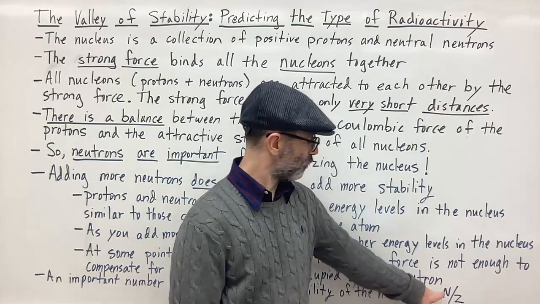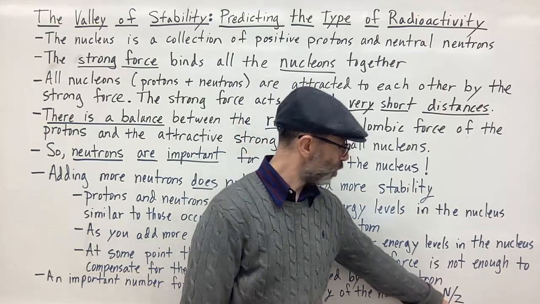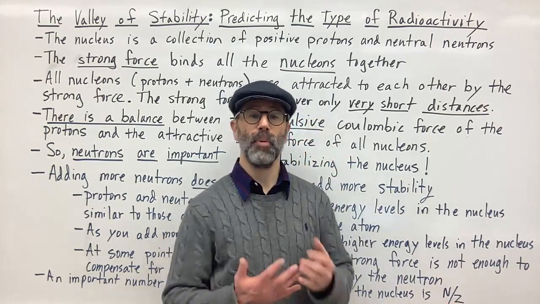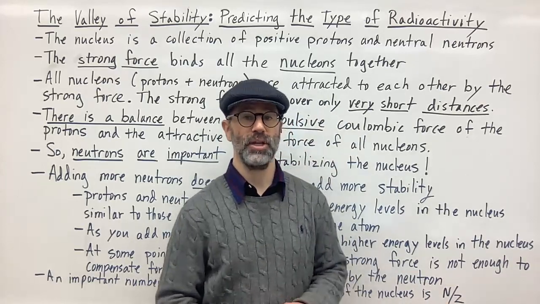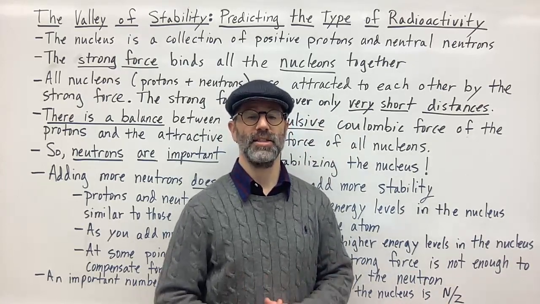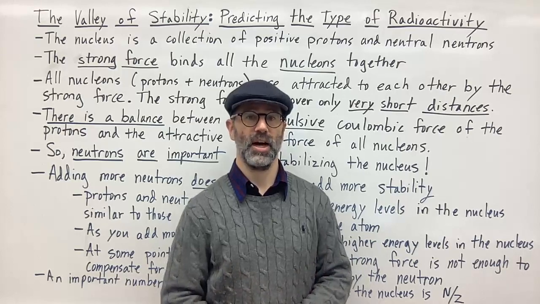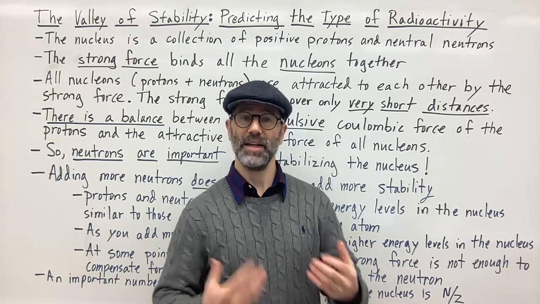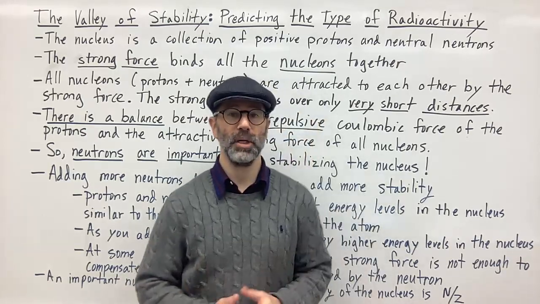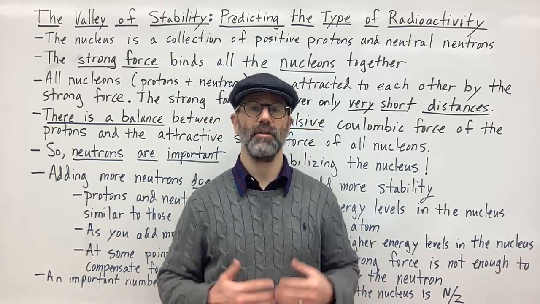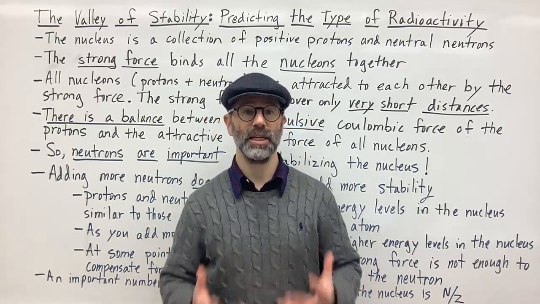So this ratio of neutrons over protons is an important number that we can use to measure the stability of the nucleus. And so that's going to get us into this valley of stability and the prediction of the types of radioactivity.